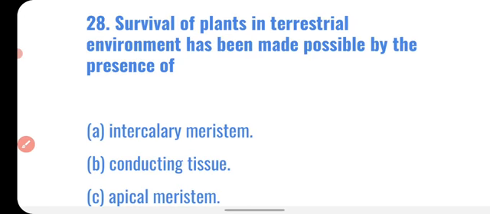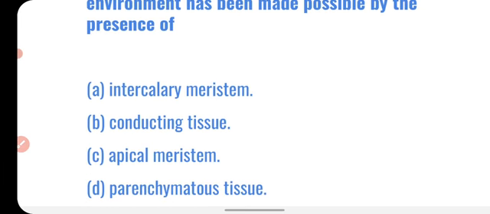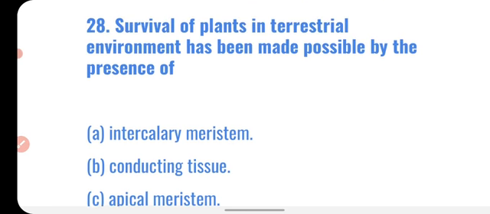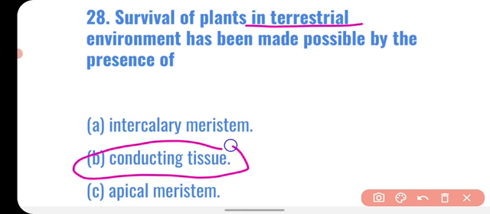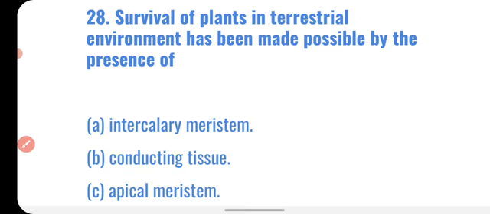Next question is, survival of plants in terrestrial environment has been made possible by the presence of intercalary meristem, conducting tissue, apical meristem, or parenchymatous tissue. The plants found on land are called terrestrial plants, and they can survive because of the presence of conducting tissue, which is phloem and xylem. They are very helpful in the transport of water, minerals and food in the plant's body, and they make it easy to survive on land.